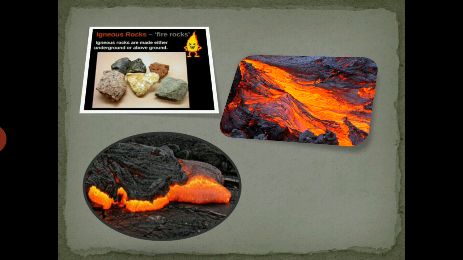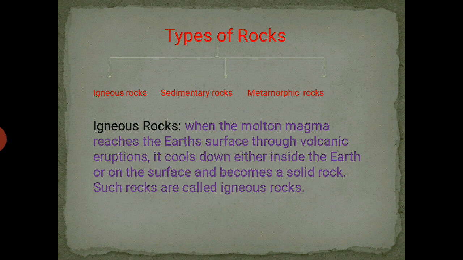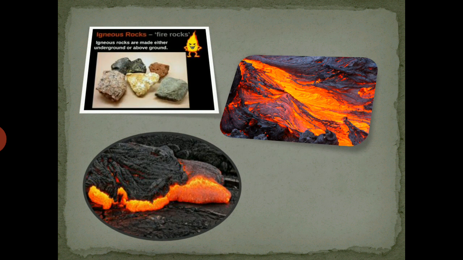Now, how is an igneous rock formed? When the molten magma reaches the earth's surface through volcanic eruption, it cools down either inside the earth or on the surface and becomes a solid rock. Such rocks are called igneous rocks. Children, after the cooling and solidification of this magma, a rock is formed that is known as igneous rock. But children, here we came to know that igneous rocks can either be formed inside the earth or above the earth's surface.